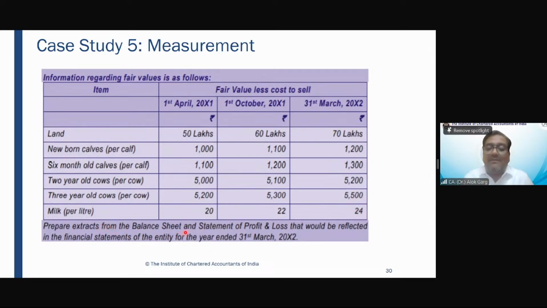Prepare extracts from the balance sheet and statement of profit and loss that would be reflected in the financial statements of the entity for the year ended 31st March 2002. I hope all the information you have understood. Shall I start preparing the balance sheet and the P&L?